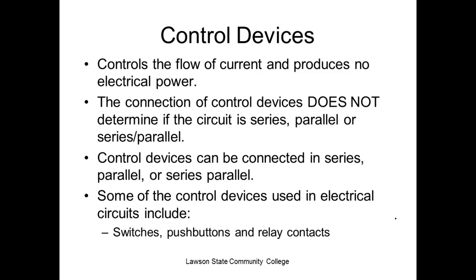The connection of control devices does not determine if the circuit is series or parallel. Control devices, you can hook them up in series, you can hook them up in parallel, any way you want to, and that does not determine if the circuit is a parallel circuit or a series circuit. What determines that is how you connect the loads. So the loads in the circuit determine what category of circuit. Everybody okay?